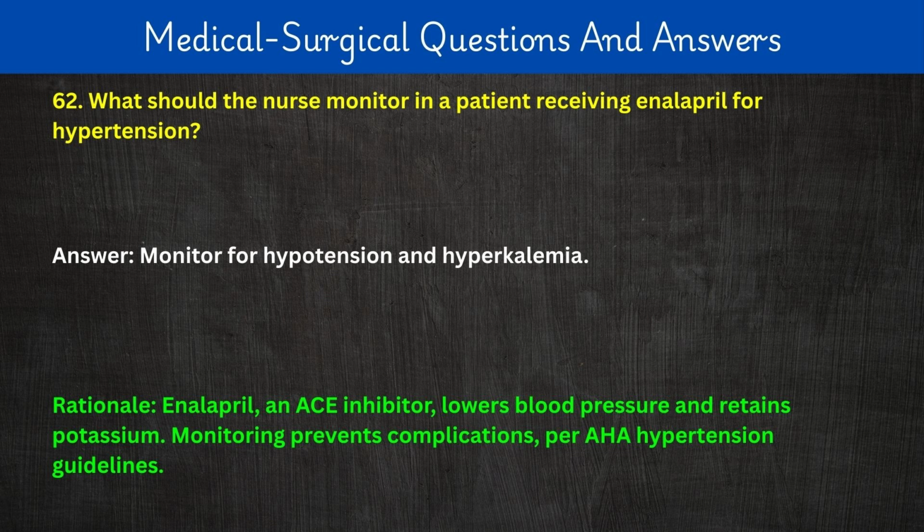62. What should the nurse monitor in a patient receiving enalapril for hypertension? Answer: monitor for hypotension and hyperkalemia. Rationale: enalapril, an ACE inhibitor, lowers blood pressure and retains potassium. Monitoring prevents complications, per AHA hypertension guidelines.